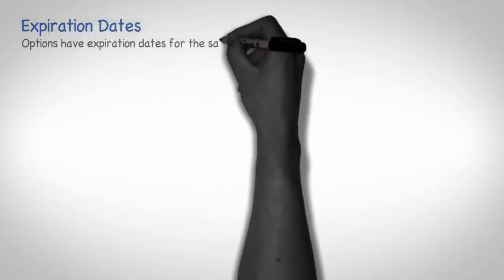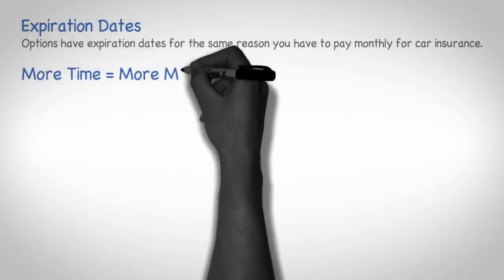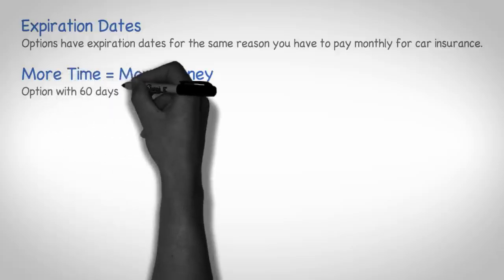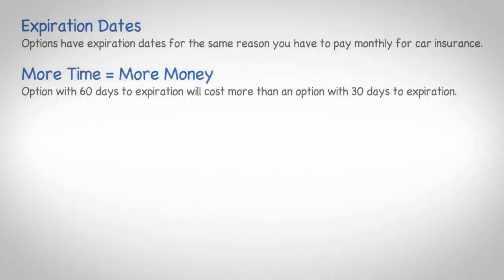Expiration dates. Options have expiration dates for the same reason you have to pay monthly for car insurance. With that being said, you don't have to hold an option all the way to expiration. If you own an option, then you can sell at any time before expiration at the current market price of the option. And more time equals more money. If you buy an option with 60 days to expiration, it's going to cost you more money than if you buy an option with only 30 days to expiration.